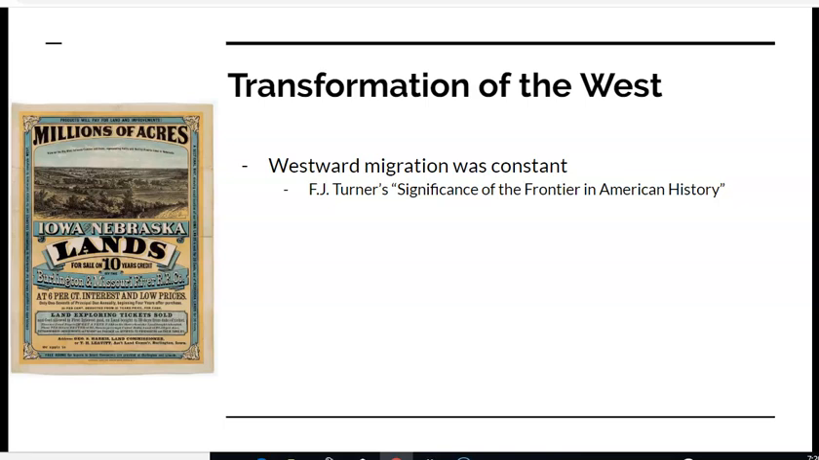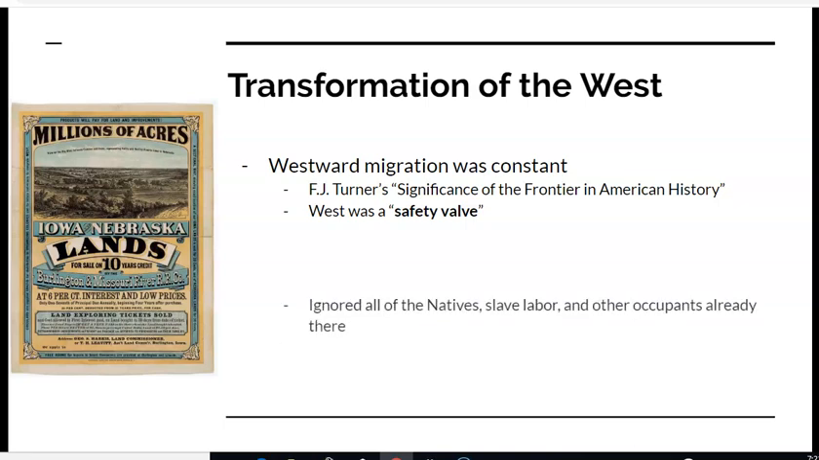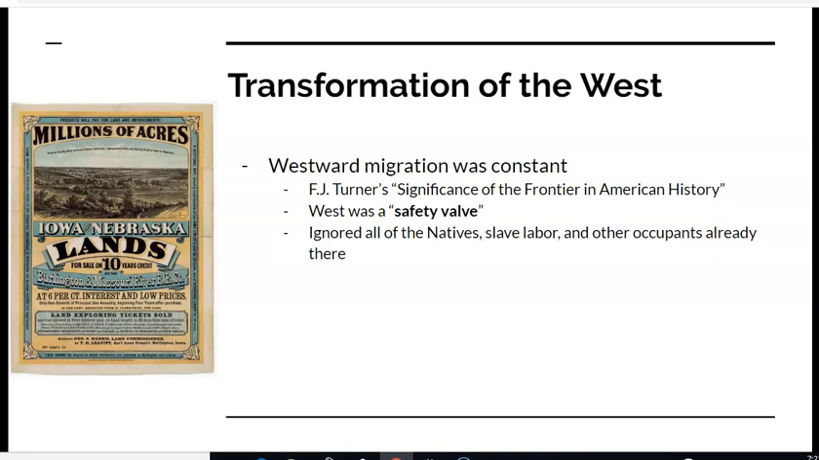And one argument came from this guy named Frederick Jackson Turner. And he wrote a thesis paper called Significance of the Frontier in American History. And it came out in 1890. Turner argued that the West was a safety valve, that people would go out there and this would release tension in the rest of the United States and give people opportunity.